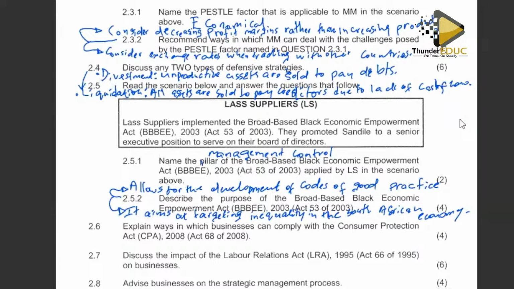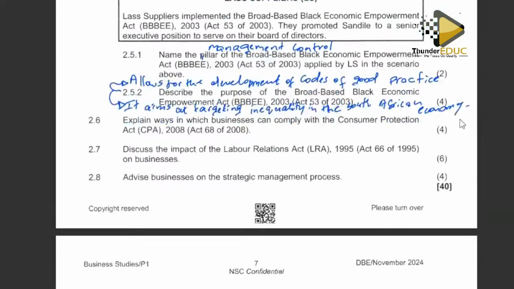Okay, right. So now, grade 12, let's move on to the next question, which is question 2.6. So now 2.6 reads as follows. Explain ways in which businesses can actually comply with the Consumer Protection Act. So now, disclose prices of all products on sale. Also provide adequate training to staff on the Consumer Protection Act.